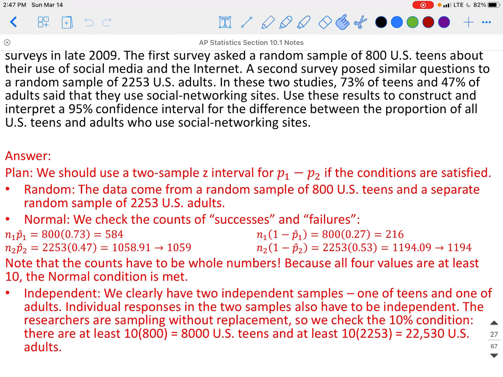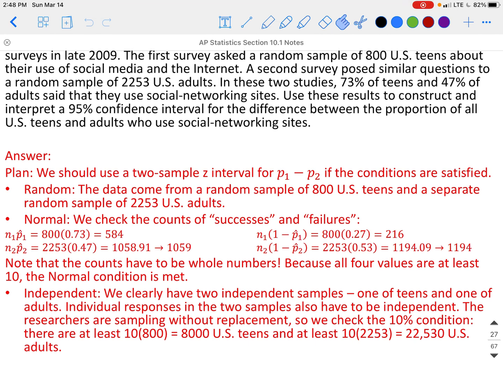Then we're going to check for independence. We clearly have two independent samples, one of teens and one of adults. Within those independent samples, we also need to check the 10% condition. Since they sample without replacement, we have to make sure the sample size is less than 10% of the entire population. 10 times 800 would be 8,000 U.S. teens, and we know there are more than 8,000 teens in the United States. And 10 times 2,253 would give us 22,530 U.S. adults, and we do know we have more U.S. adults than that in the entire country.